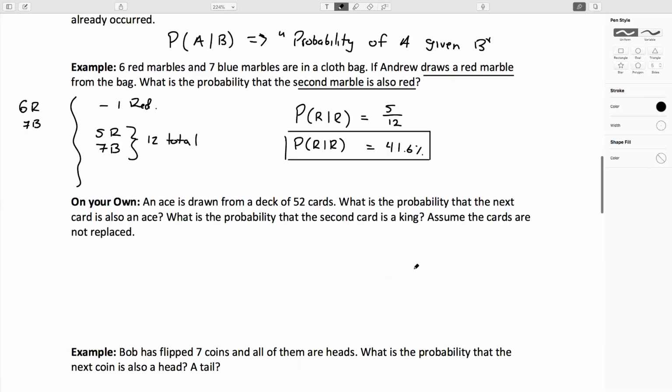Let's try another one. An ace is drawn from a deck of 52 cards. What is the probability that the next card is also an ace? So we've got 52 cards, and we have 4 aces. Okay, so the probability originally is 4 in 52. However, we're going to remove 1 ace. So now we're down to 51 cards.